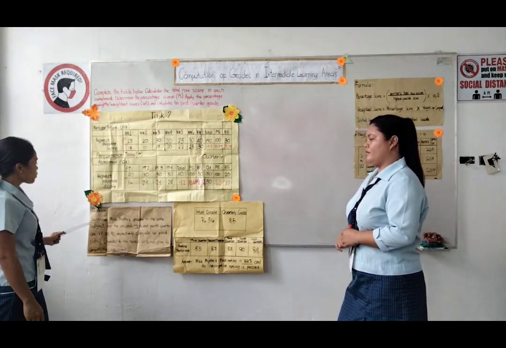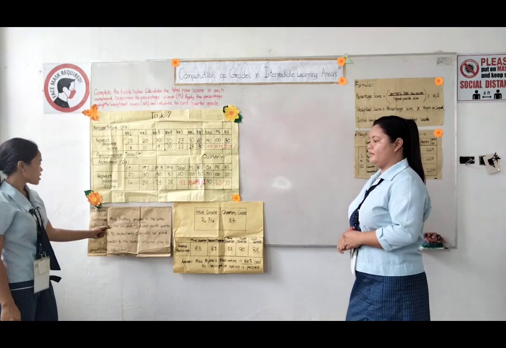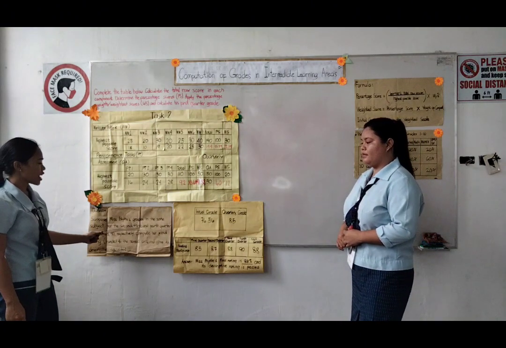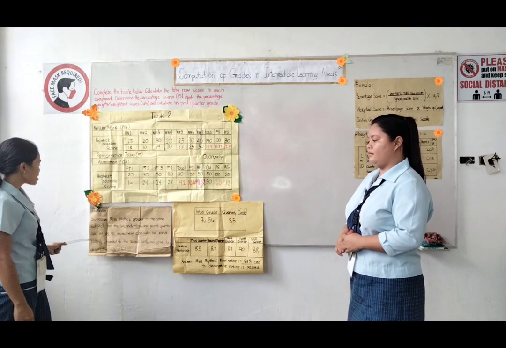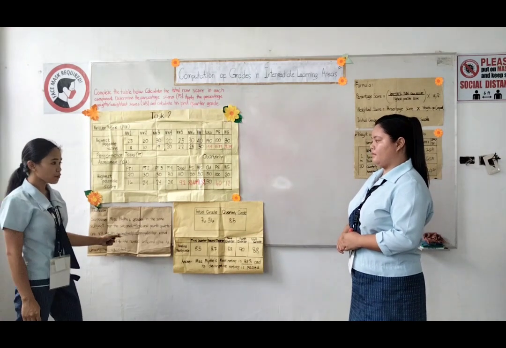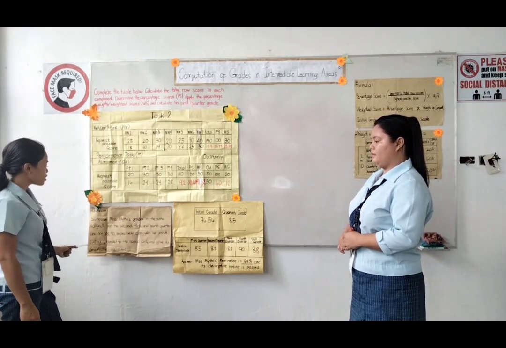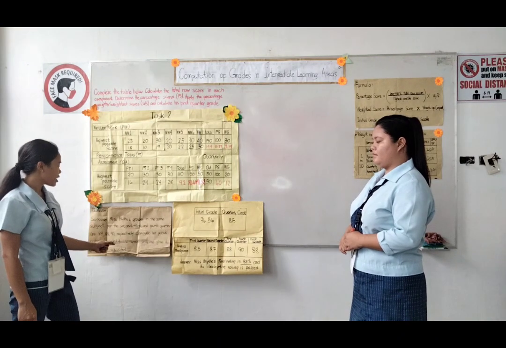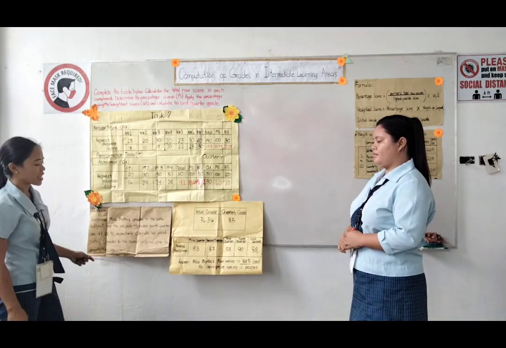Question. Suppose Miss Flat's grades in the same subject for the second, third, and fourth quarter are 87, 88, 90, respectively. Compute her final rating rounded to the nearest unit and give its descriptive equivalent.